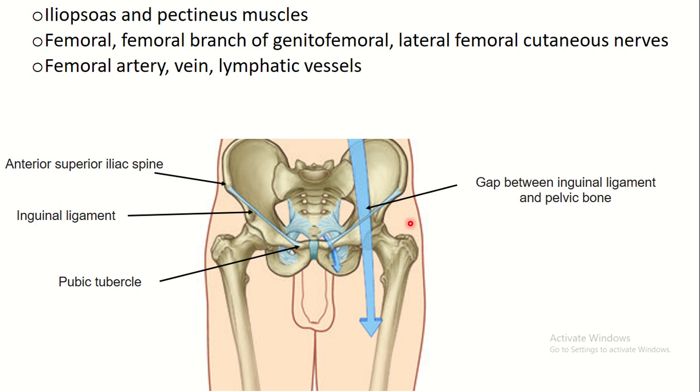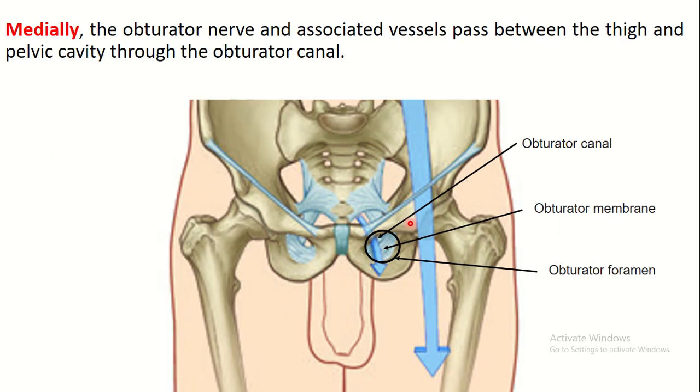The three muscles are iliopsoas, iliacus and psoas major, and pectineus muscle, and the three nerves that تذكرون قلنا كلها تبدأ femoral أو contain femoral, which are the femoral nerve, femoral branch of genitofemoral and lateral femoral cutaneous nerve, or lateral cutaneous nerve of the thigh. The three vessels are femoral artery, femoral vein and femoral lymphatic vessels.